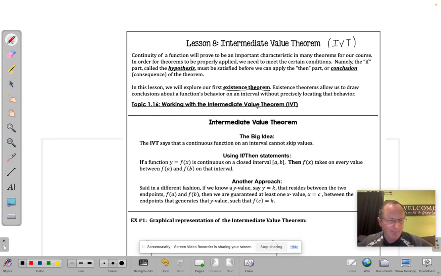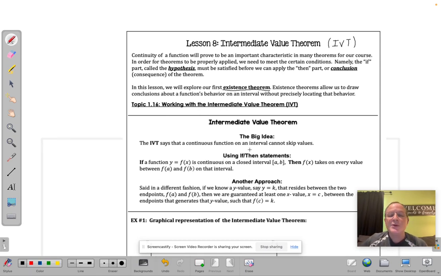On this particular one, the intermediate value theorem says a continuous function cannot skip values. That's pretty much it. If you're heading from a y value to another y value, and it's continuous, you're going to draw it without picking up your pencil, then it'll hit every single value in between those two at least one time. It could do like a sine curve and hit a whole bunch, but it's at least going to hit one time. We know that's true because how would we travel otherwise?